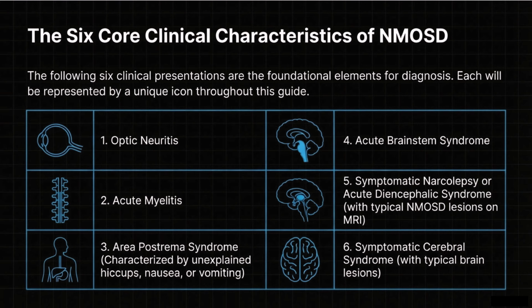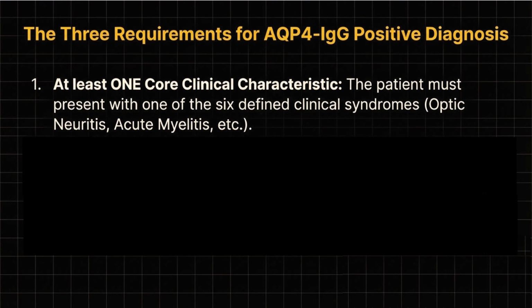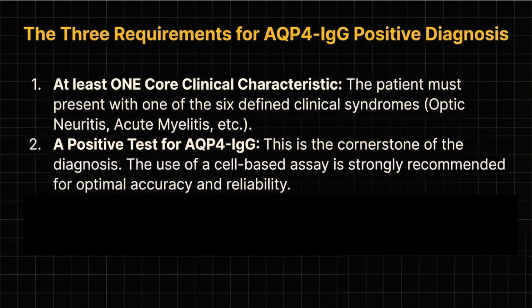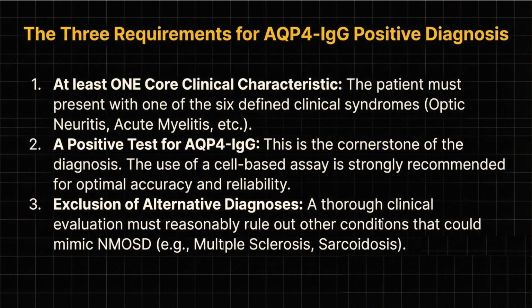Now, let's start with the first scenario, NMOSD with AQ4 IgG positive status. This path is a bit more straightforward. To make the diagnosis here, you need 3 elements. First, the patient must present with at least one core clinical characteristic. Second, they must have a positive test for AQ4 IgG, and it is strongly recommended to use a cell-based assay for this to ensure accuracy. And third, you must reasonably exclude alternative diagnoses.